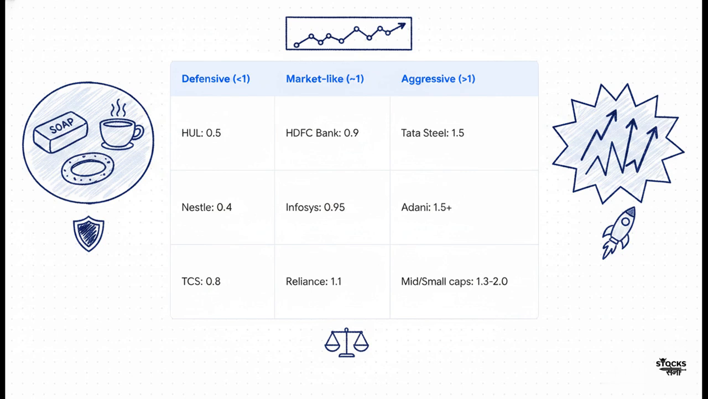Finally, you have aggressive stocks. Think highly cyclical companies like Tata Steel at 1.5 or those high-growth small caps. With these, you've got to strap in because they are significantly more volatile than the overall market.